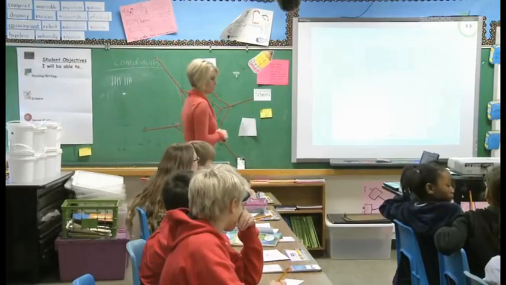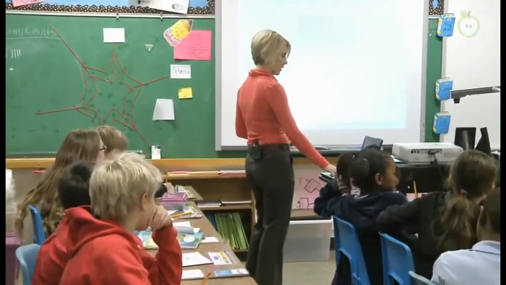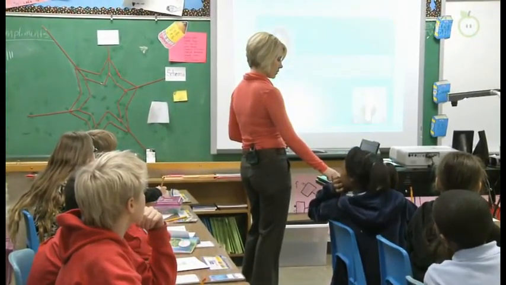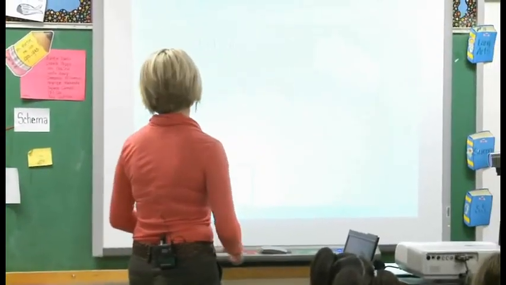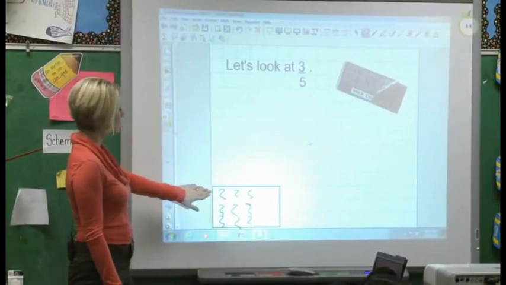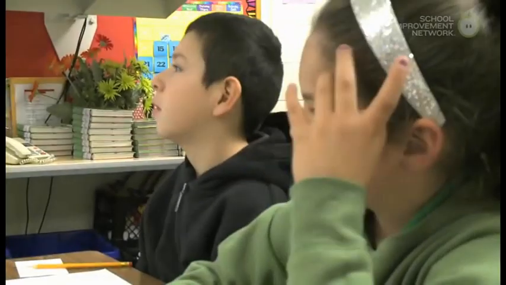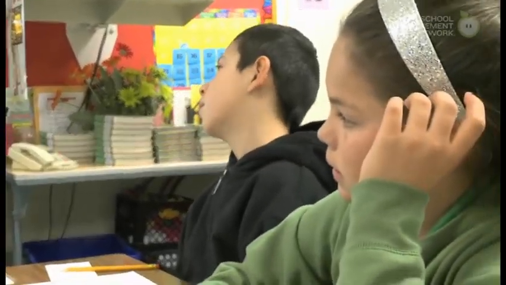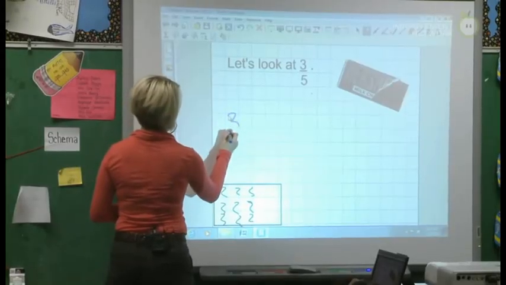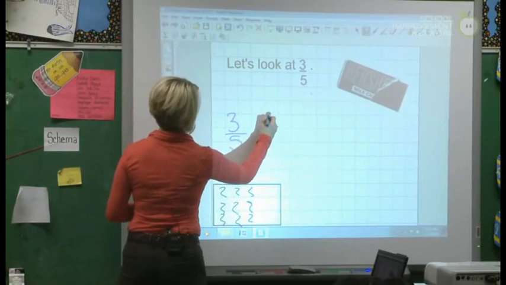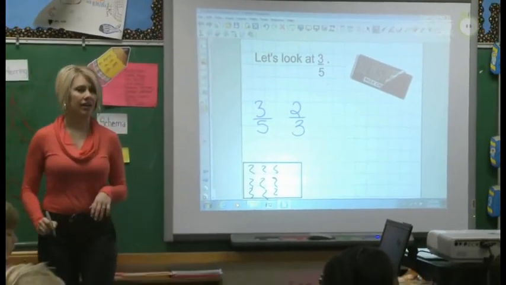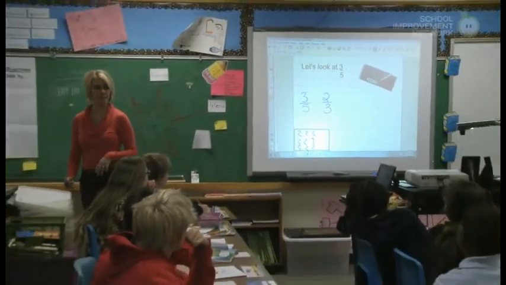Squares. Okay, I'm going to use the squares. I'm going to give you all a little hint. Look at Isabel, you said it. In my array here, how many total squares did I have? 15. I was comparing 3/5 and 2/3. Where do you think I got 15 for my array?